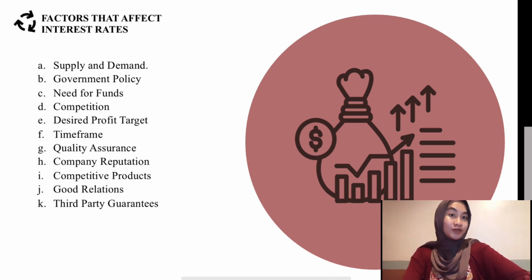Good relations. The main customer usually has a good relationship with the bank, so the determination of interest rates is different from ordinary customers. Third-party guarantees. If the third-party guarantors are less bona fide or unreliable, then the bank may not be able to use them as a third-party guarantee.